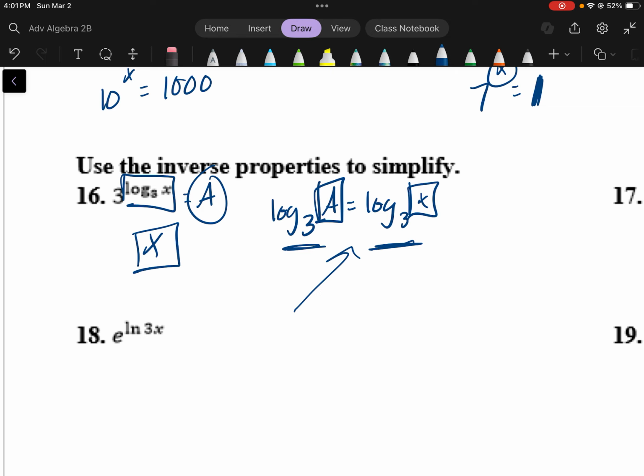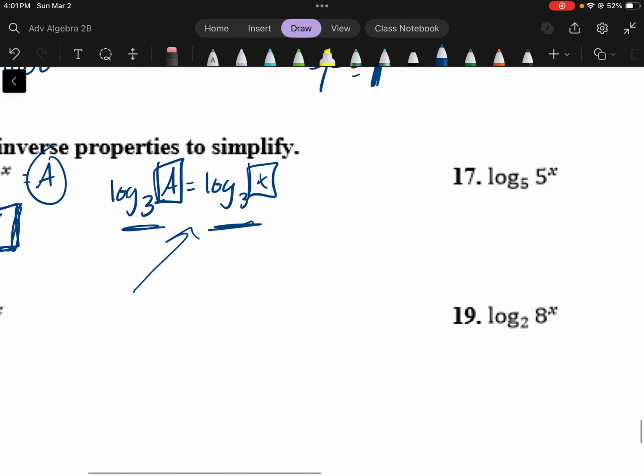I'm fine if you do not show this, but we need to be able to recognize and say, oh, this is base 3 being raised to its own inverse. Those cancel and just become an a. Or I'm sorry, an x.